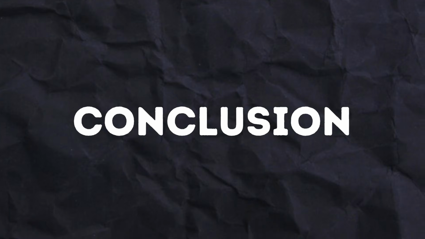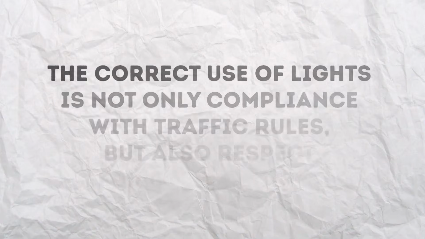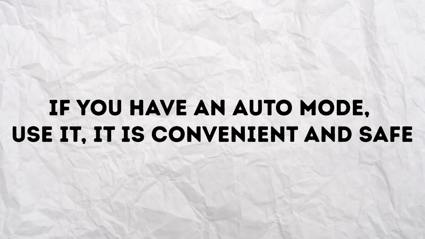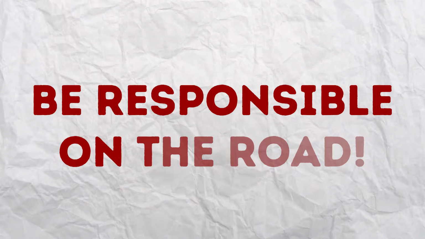Conclusion. Remember the main thing. The correct use of lights is not only compliance with traffic rules, but also respect for other drivers. If you have an auto mode, use it. It is convenient and safe. Be responsible on the road.